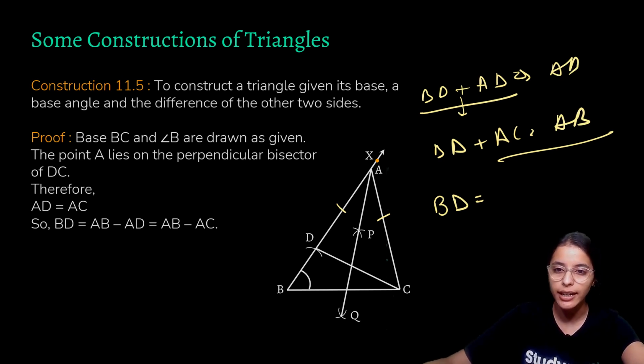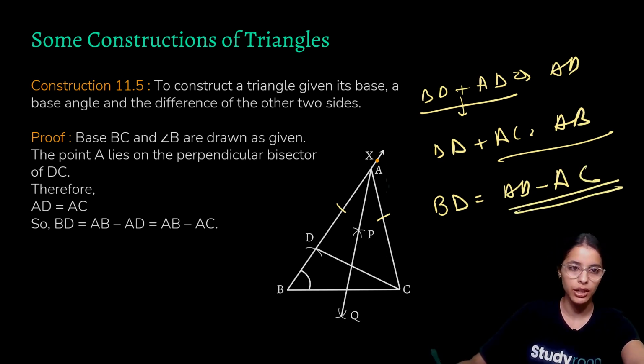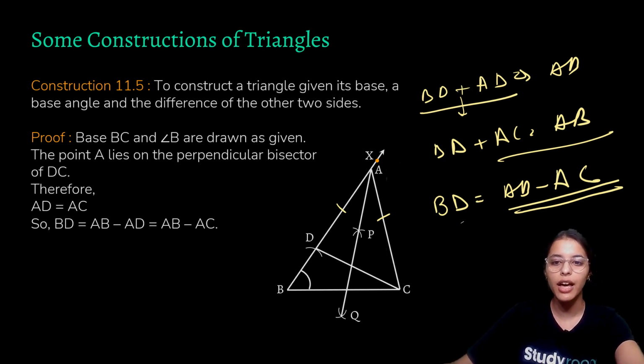So we can also write AB minus AC, which was mentioned in our question, as it is written over here. It is AB minus AC. AB is the larger term, and we have subtracted AC from here. So hence we have proved that our method of construction was right, and that AB minus AC is actually coming out to be the length that was given to us.